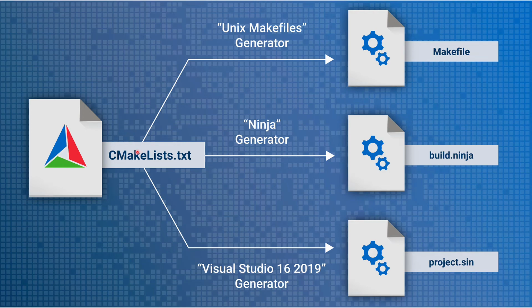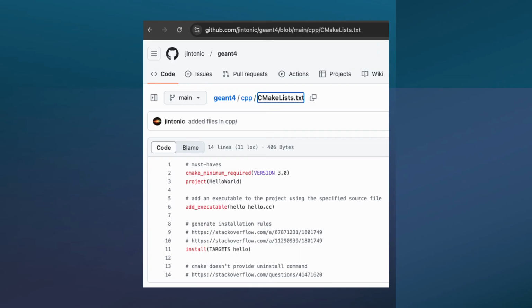Using the same configuration file, CMakeLists.txt, CMake can create operating system specific compilation files, including makefiles for Linux and Mac, and project files for Visual Studio on Windows. CMakeLists.txt is more human readable than the makefile. For example, we can add an executable hello for the source file hello.cc, and we can include hello as one of the targets for installation.